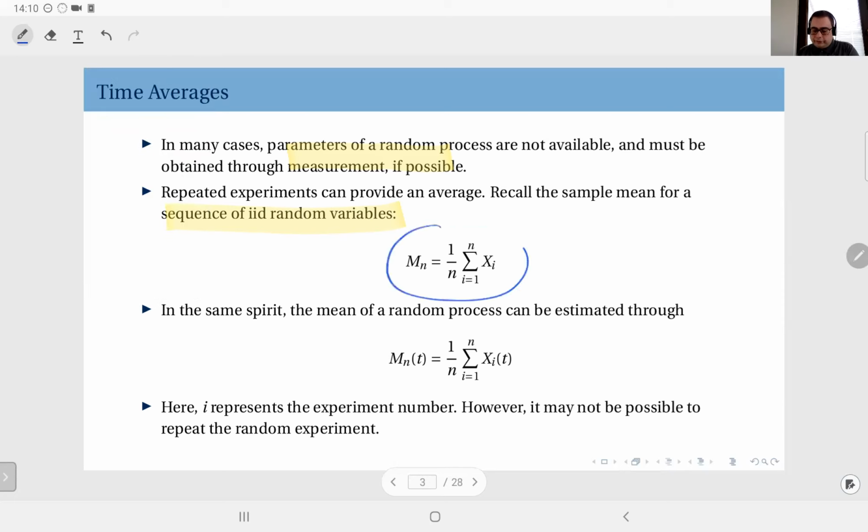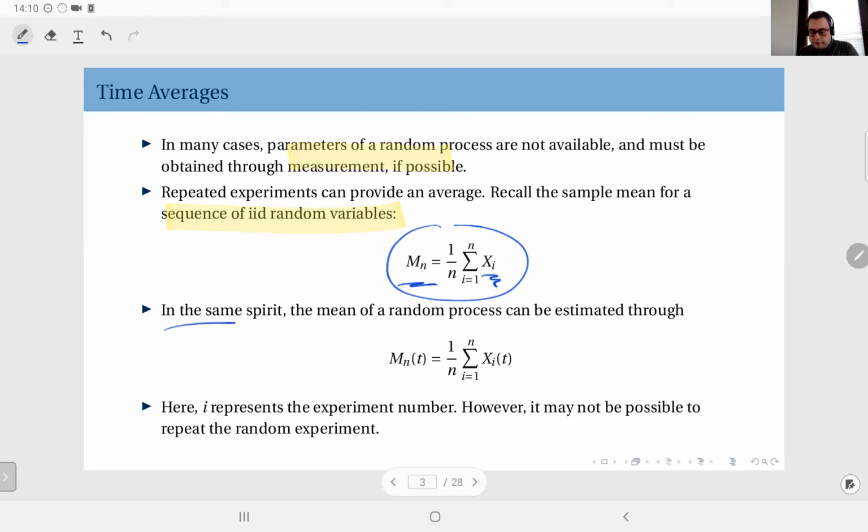If you remember, this was the sample mean, okay? Whatever observations you have, you add them up, you divide the sum by the number of observations, and what you have is what we call the sample mean. And we analyzed this, and we had seen that this was an unbiased estimator because its mean was equal to the true mean, and then we looked at its variance, etc., and then we arrived at the weak law of large numbers.